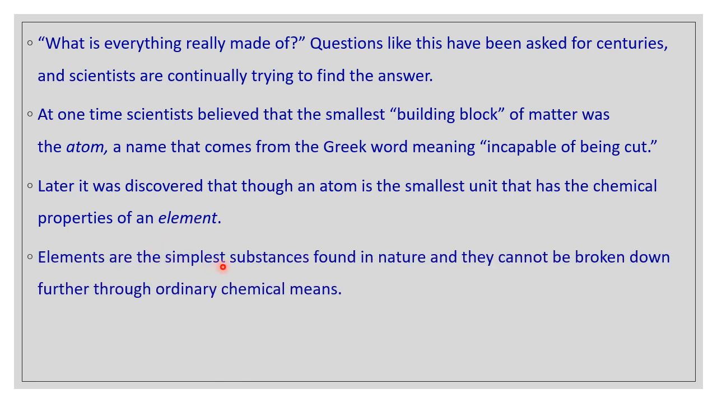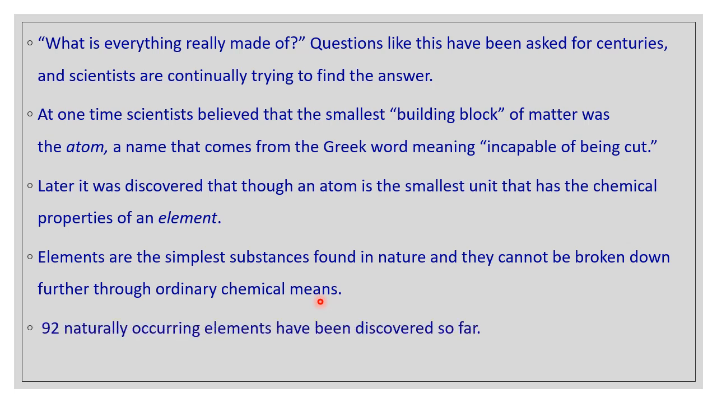Elements are the simplest substances found in nature, and they cannot be broken down further through ordinary chemical means. That means you can break elements, but not by a normal method. We have to heat, we have to react. When you do special chemical changes, only then do we expect a change in the property of the element. Otherwise, an element will maintain its identity and its properties unless it is changed chemically.